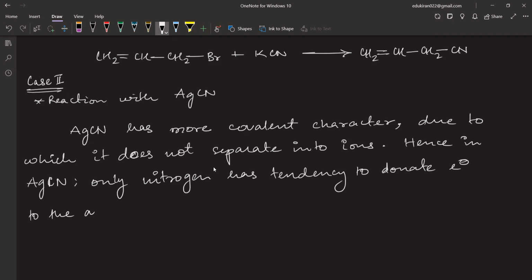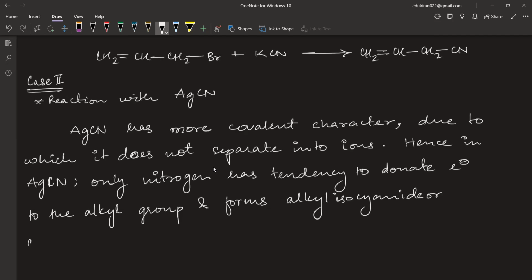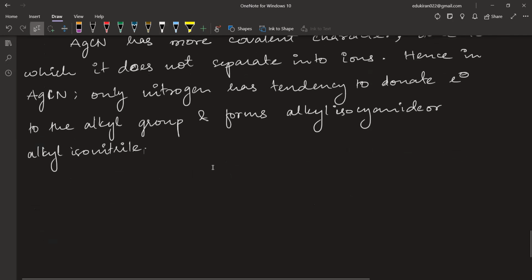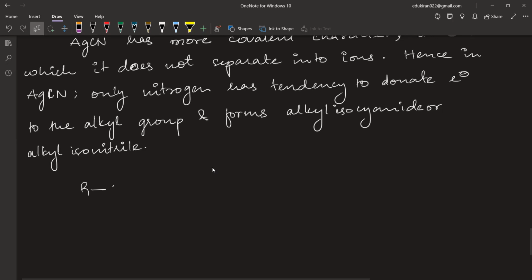क्यों कार्बन क्यों नहीं कर सकता? Because carbon has a bond with Ag. And forms alkyl isocyanide, also known as alkyl isonitride. Okay, alkyl isonitride. That means in RX plus AgCN, now Ag has a bond with carbon, then carbon, and then there is a triple bond with nitrogen.